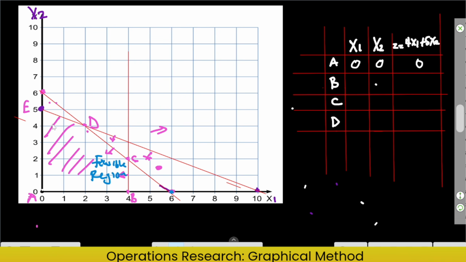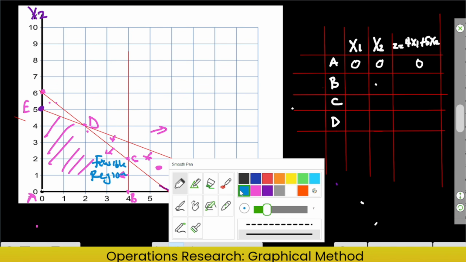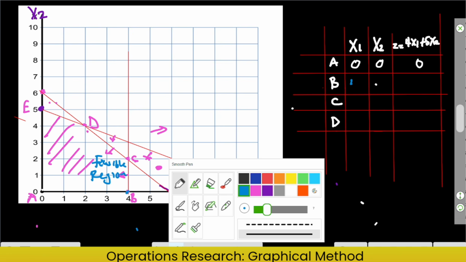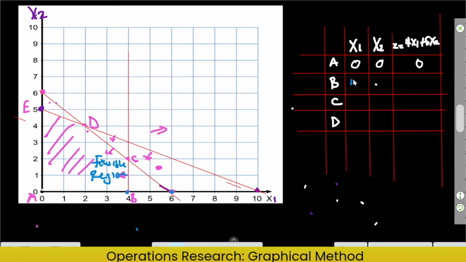Now let's go. So we move on to B. Under B, so where is B? Very good. So realize that under B we have the value of x1 to be 4, right? And then I can also say that the value of x2 is 0. So x1 is 4, and then x2 is 0. So let's put it into the equation. So 4 times 4, that will give us 16. And then plus 5 times 0. That will give us 16.